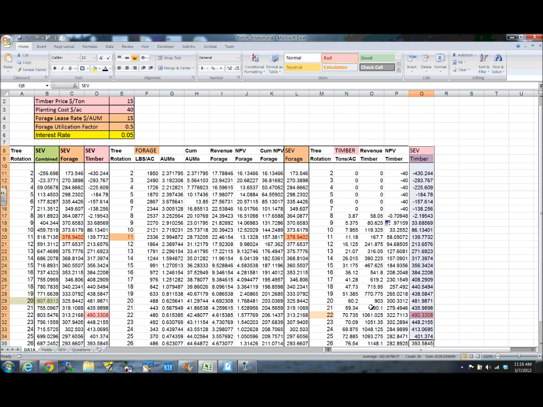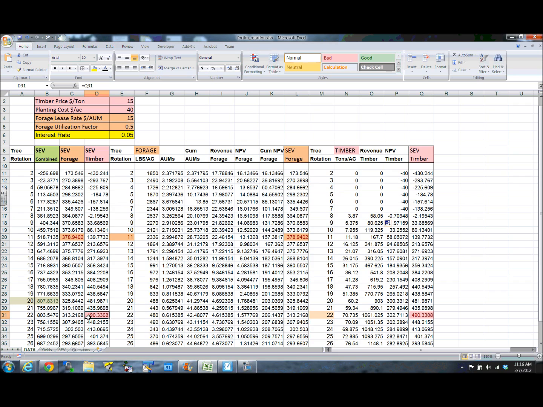So how do we put those things together? It's actually pretty easy. Over here, I've just copied the SEV column for forage and the SEV column for timber into this place so that they're right next to each other. You can see highlighted, here's the $490 from the timber SEV, same as over here, which is maximized at age 22. Here's the SEV forage, which is the same number as that, maximized at 11.